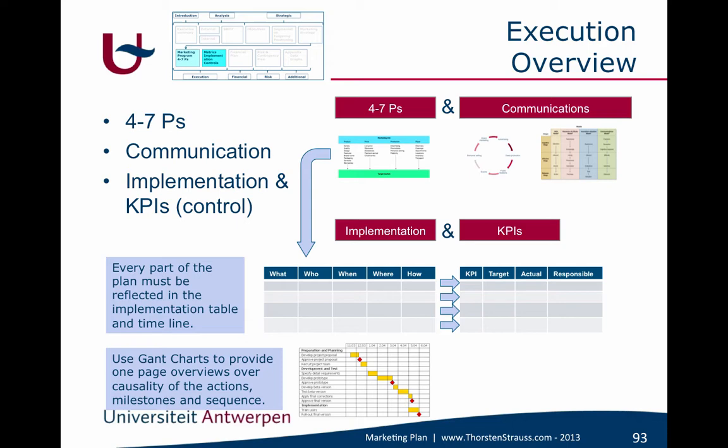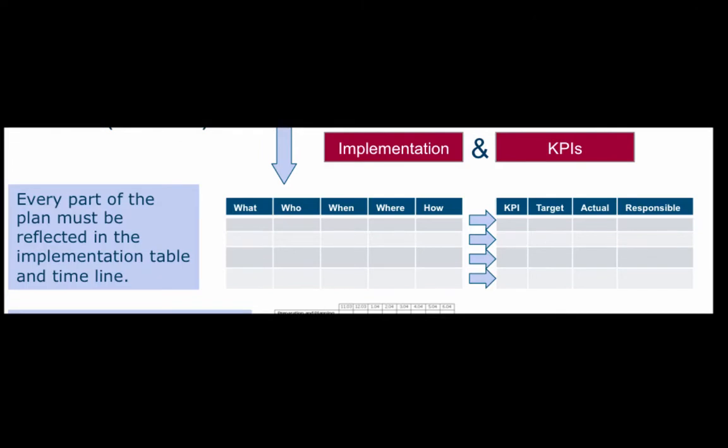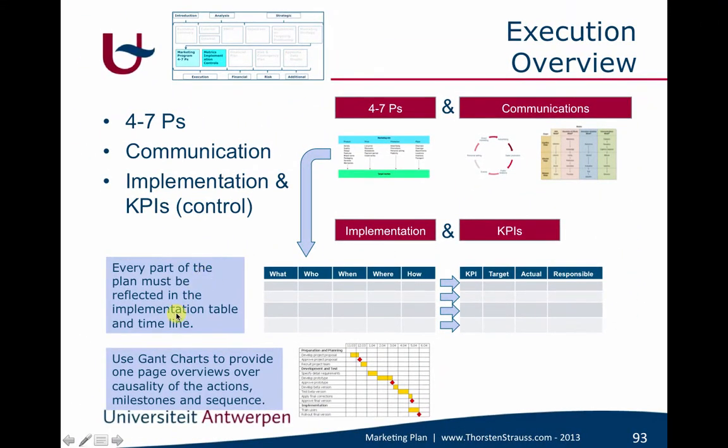Now in a marketing plan, you not only have to determine what you're going to do, but you also have to talk about the implementation. So for me, it is very critical that whatever you determine you will be doing, that is caught in an implementation plan. You cannot say you will do something, but you do not show what, when, who, where, how this actually gets done. What are the goals and KPIs you are going to measure with? What's your target? What's your action? And who's responsible? So every part of the plan must be reflected in the implementation table and timeline.